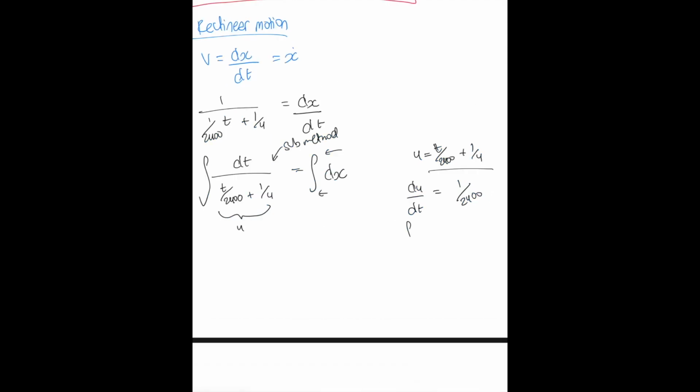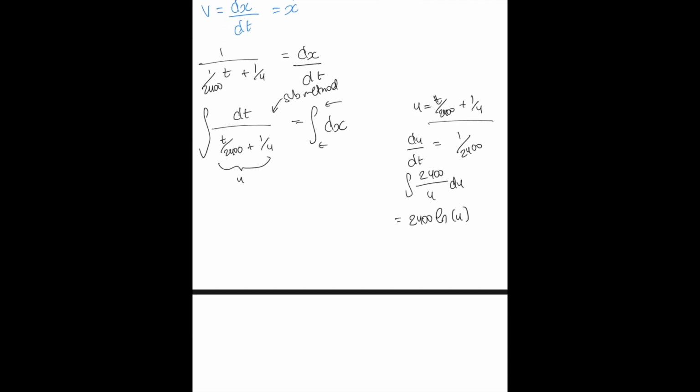Now we're gonna try to integrate 2,400 over u with respect to u, which is gonna give us 2,400 ln u. And then we're gonna plug that again into our main equation and substitute u with our expression. So that's gonna be 2,400 ln (t over 2,400 plus 1 over 4) plus c is equal to x.